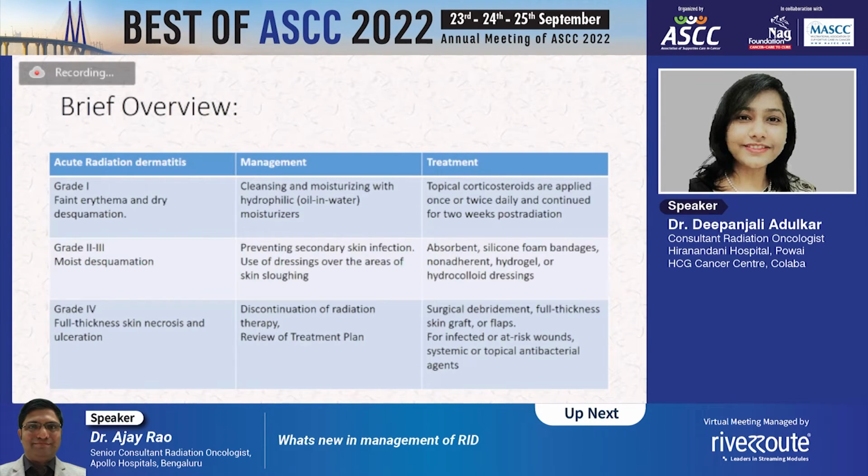So, if I have to give a general brief overview, what is generally followed for grade 1, that is the faint erythema, is cleansing, moisturizing, and use of topical steroids once or twice daily, continued for 2 weeks post radiation. For grade 2 and grade 3, the main idea is to prevent secondary skin infections and therefore to use barrier dressings. In grade 4, which is full thickness, the first thing is to interrupt the radiation treatment, to review the treatment plan as to why exactly the patient is having grade 4 radiation dermatitis, and to treat accordingly if there's any risk of infection.